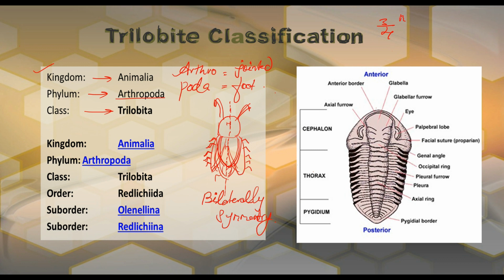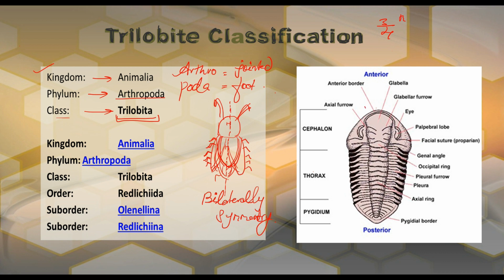You can see cockroaches, even spiders, mosquito. These all come under the Arthropoda. And the Trilobita is actually an extinct one. Now, class Trilobita. Okay, so we will see Trilobita in the next slide.